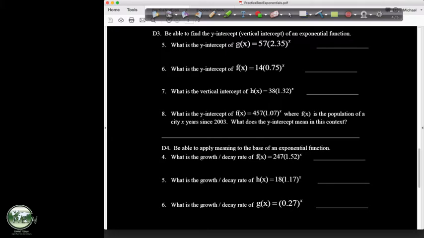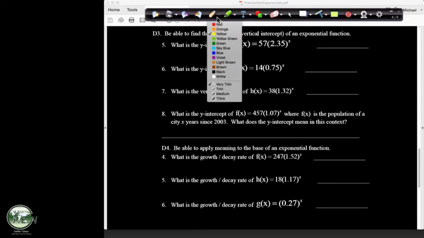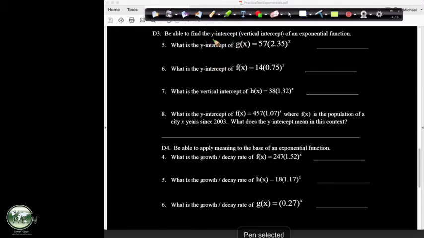Okay, so the first thing is, and notice this is exactly what the test will look like, be able to find the y-intercept or vertical intercept. What do we always know about a vertical intercept? There was something that was always true. The x part is 0. So as soon as they say anything about a y-intercept or vertical intercept, what we know is x equals 0.